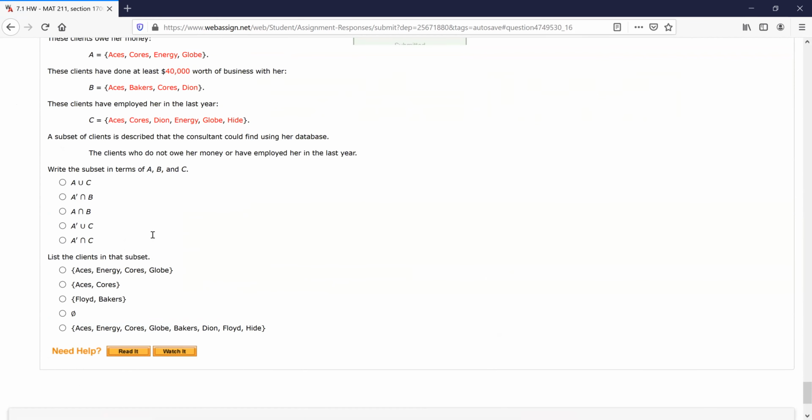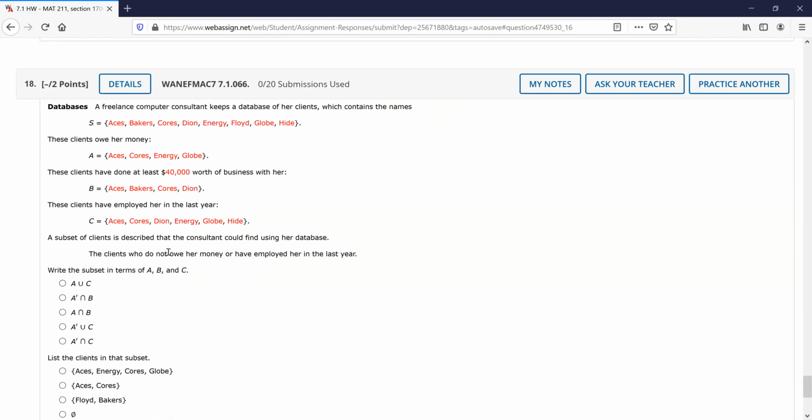Okay, good. We're on the last one here. The clients who do not owe her money, or have employed her in the last year. So do not owe her money, or, so the or is the union operator. Those that owe her money are A, do not owe her money are A prime. And then employed in the last year is C, so A prime or C.